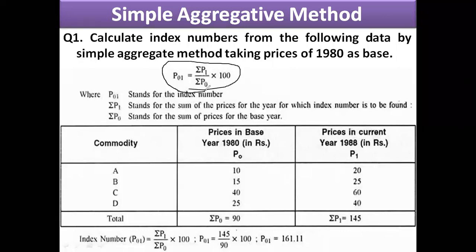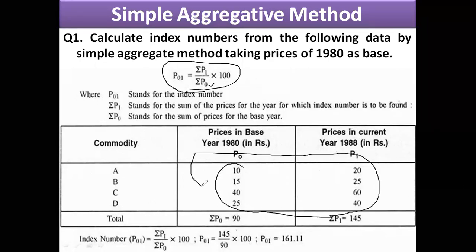P and Q: P stands for price. In the upcoming formulas we have Q also, small q, which represents the quantity. 1 stands for current year prices and 0 stands for base year prices. Do the simple division, and we will get the value of the index number by the simple aggregate method. So for commodities A, B, C, D, as you can see, these values are given in the question itself.